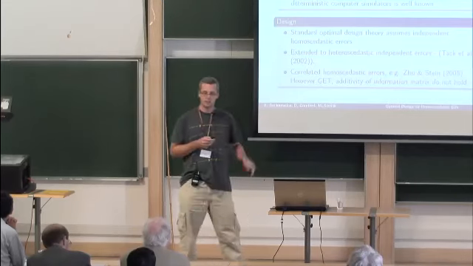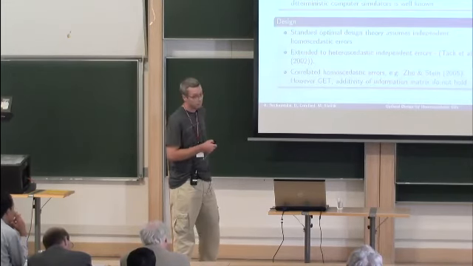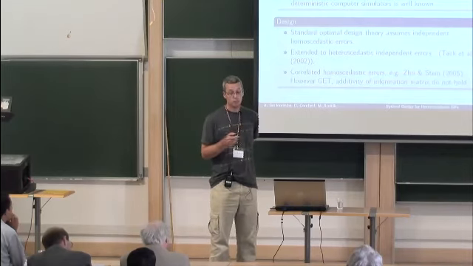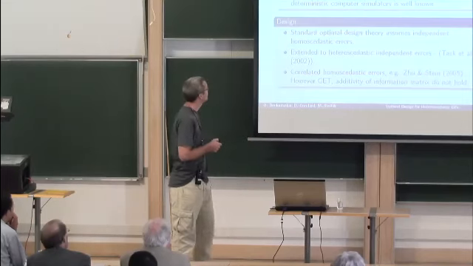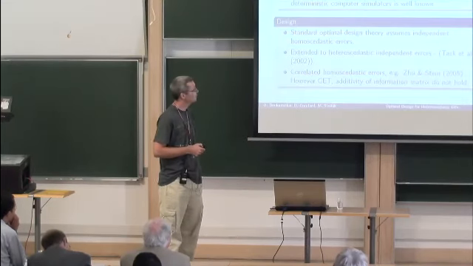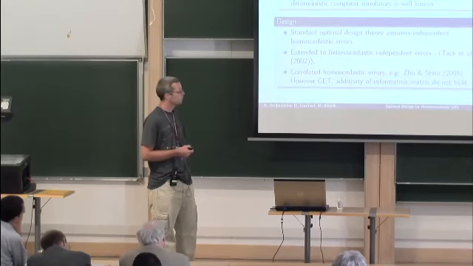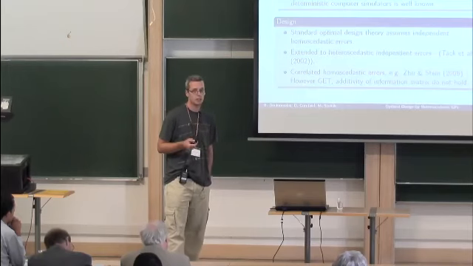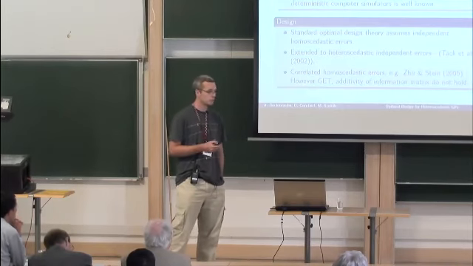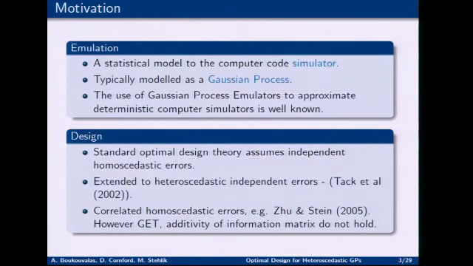Most of the literature you see in computer experiments has a strong assumption that the simulator is deterministic. So having replicated observations makes no sense in that context, for example. In terms of design, the standard optimal design theory typically assumes independent homoscedastic errors. That's a common set of assumptions. People have already extended to the heteroscedastic case. Heteroscedastic means the errors are input dependent. I have a reference to get you started, if anybody's interested. And also people have extended to the correlated setup.